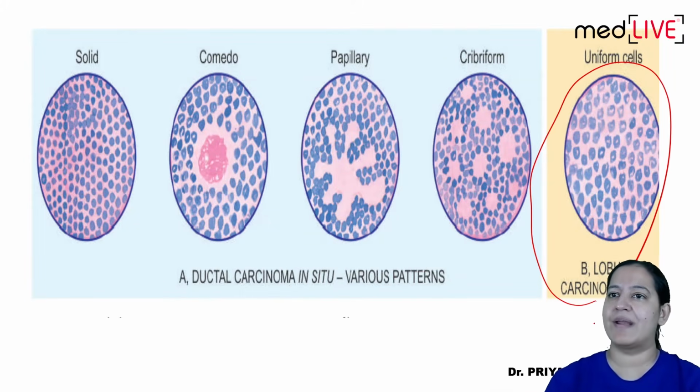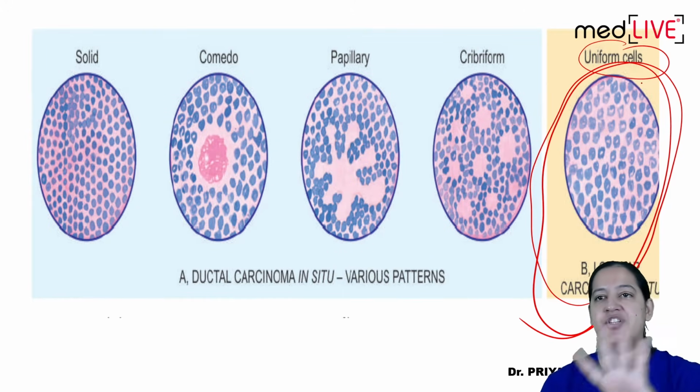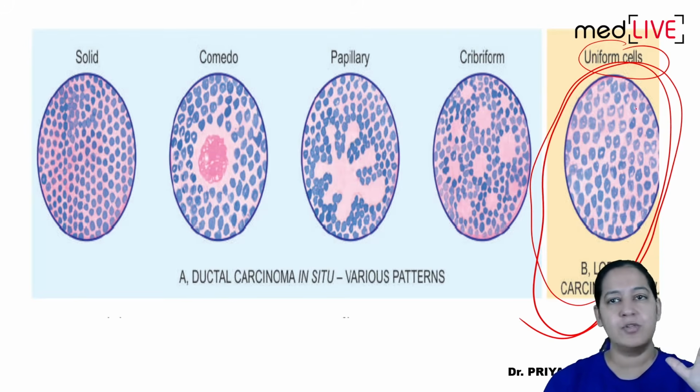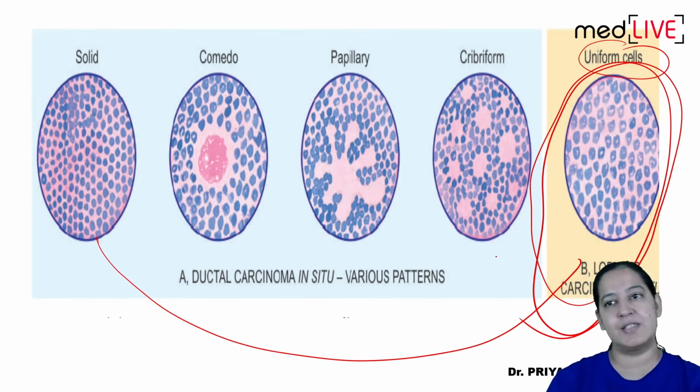Here there are no four patterns like DCIS. This is the diagram of LCIS. Only one pattern, that is solid. All the tumor cells are arranged inside the ductule in a solid form. You will say, ma'am, what is the difference between this and this then? Solid pattern of DCIS and solid pattern of LCIS.